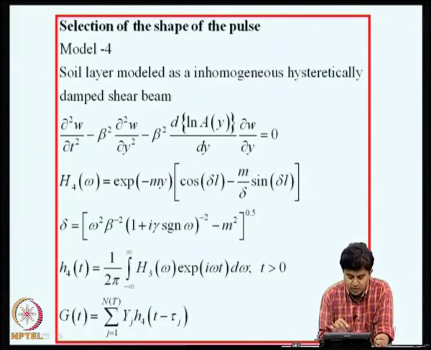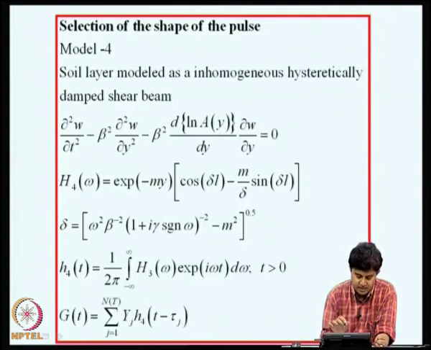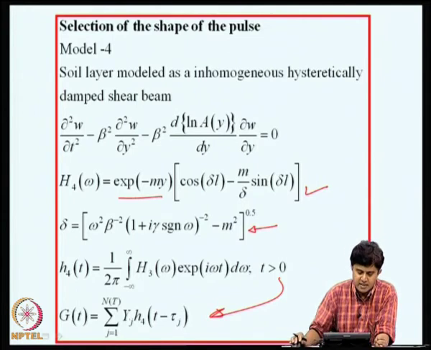Now, as we go deeper into the soil layer, the density of the soil layer increases, there will be inhomogeneities, and that can be represented as a soil layer modeled as an inhomogeneous hysteretically damped shear beam. Again, in this particular case, certain closed form solutions are possible, and we can show that the transfer function is given in terms of cosine and sine functions which are exponentially decaying, and the delta is this quantity, and we can take the Fourier transform of this and substitute into this and get a more sophisticated model. So, one can generalize this.